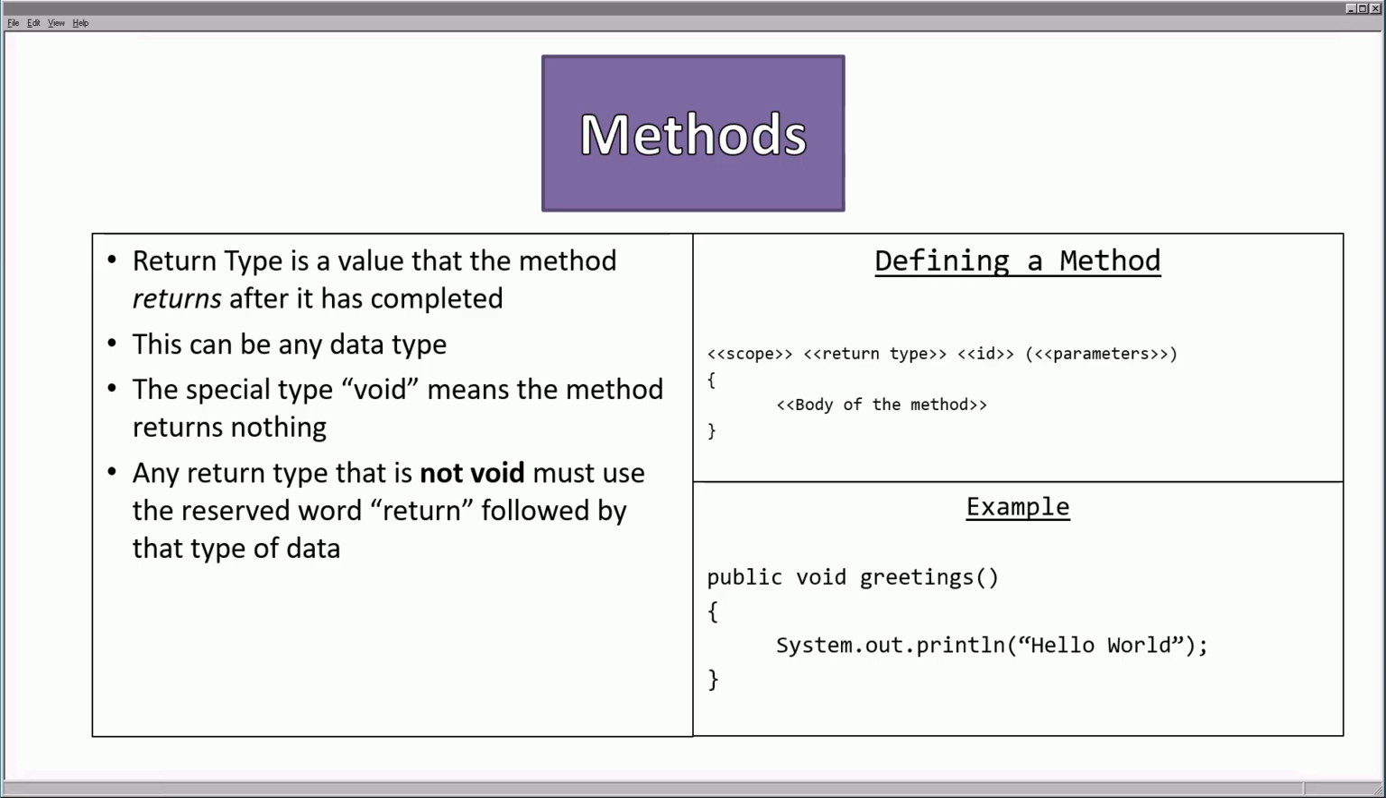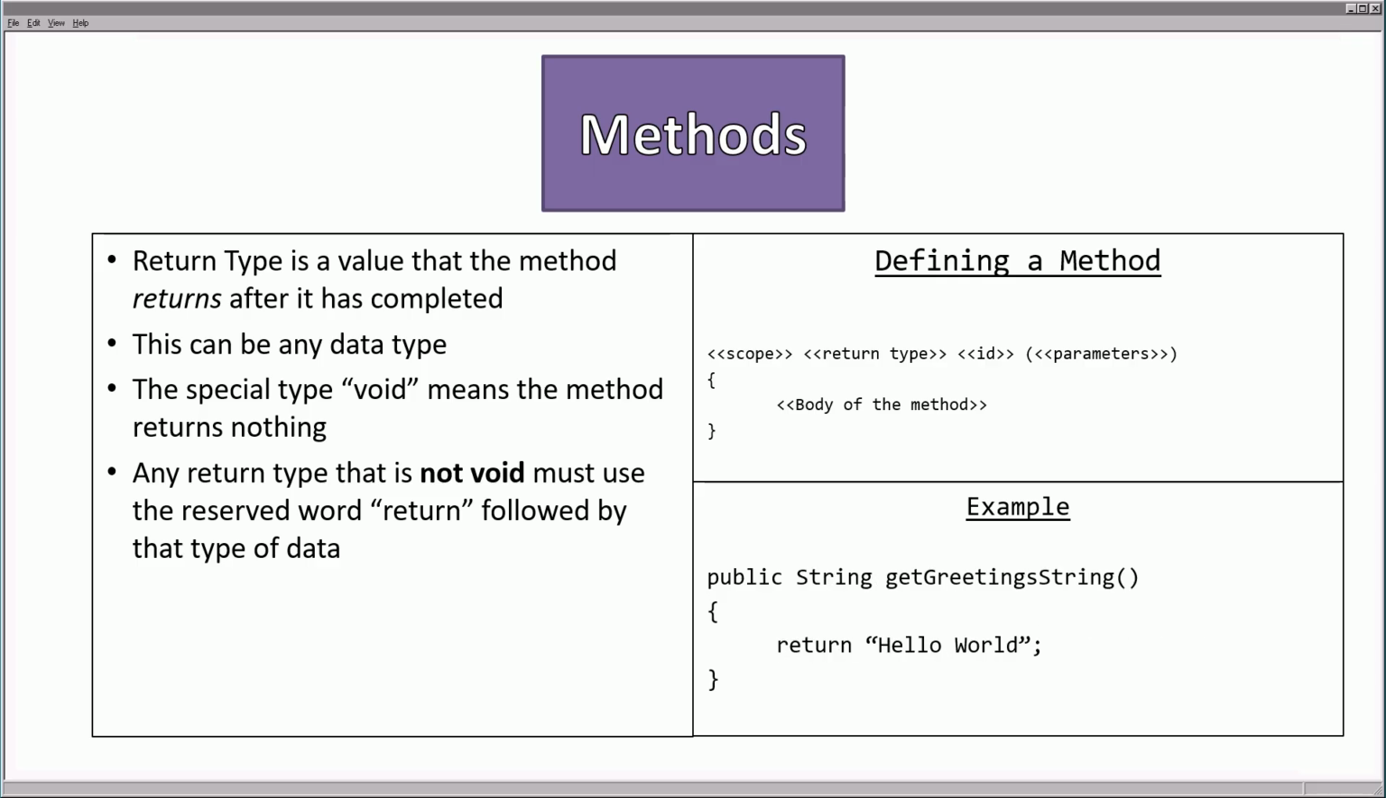Now, if you do have a return type that is not void in a method, you must use the reserved word return, followed by that type of data. This means that that method is going to give that information back to where it was called.